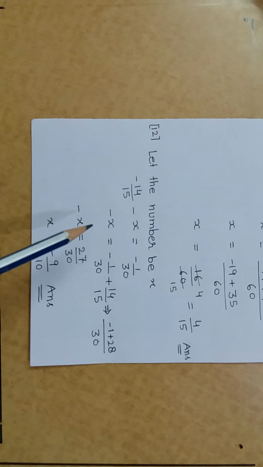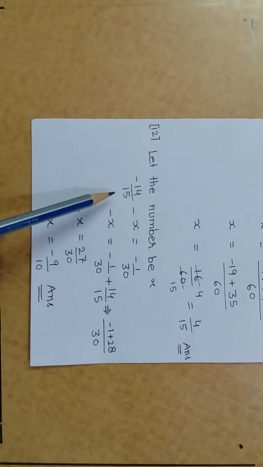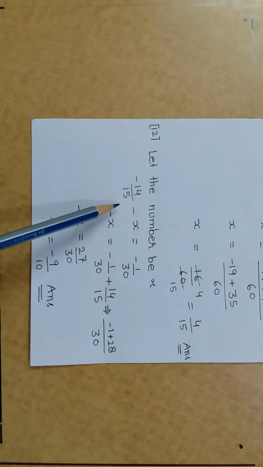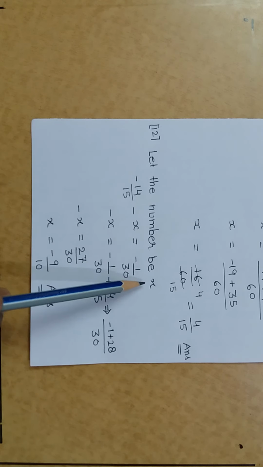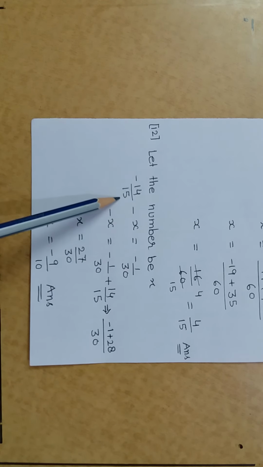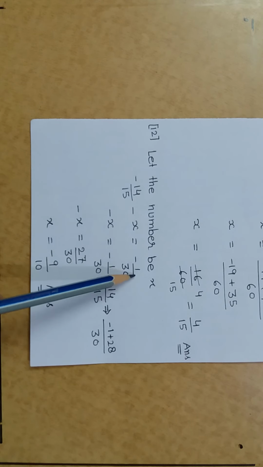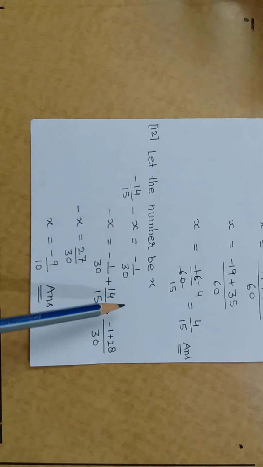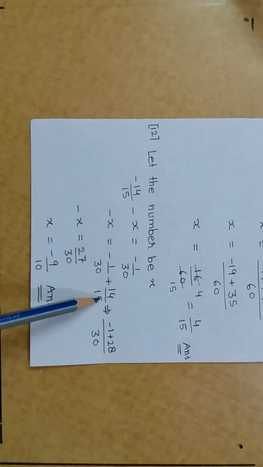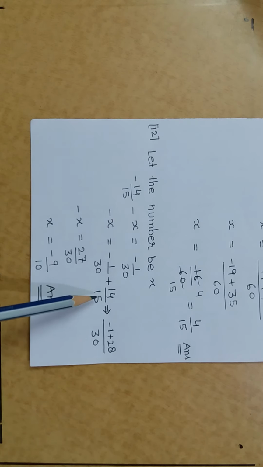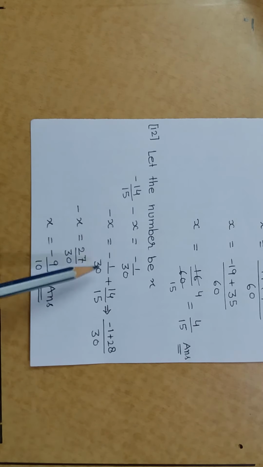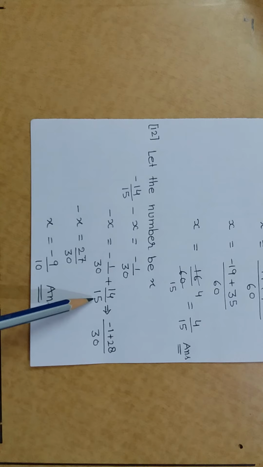In the 12th question, what should be subtracted from minus 14 upon 15 to get minus 1 upon 30? Let us suppose that the number be x. Minus 14 upon 15 minus x is equal to minus 1 upon 30. Transfer minus 14 upon 15 to the right side, so its sign will be changed. It is minus 14, so when you transfer to the right side, it will be a positive sign. Minus x equals minus 1 upon 30 and 14 upon 15.